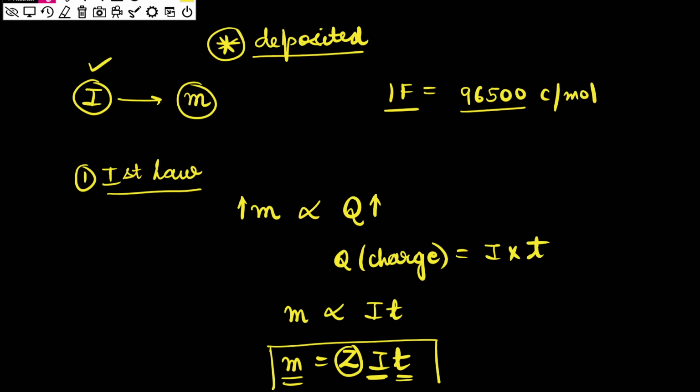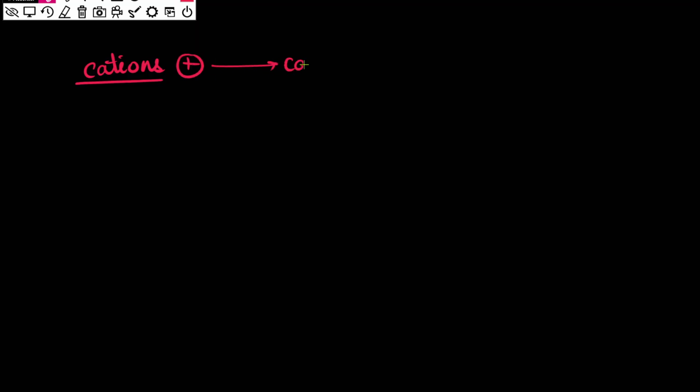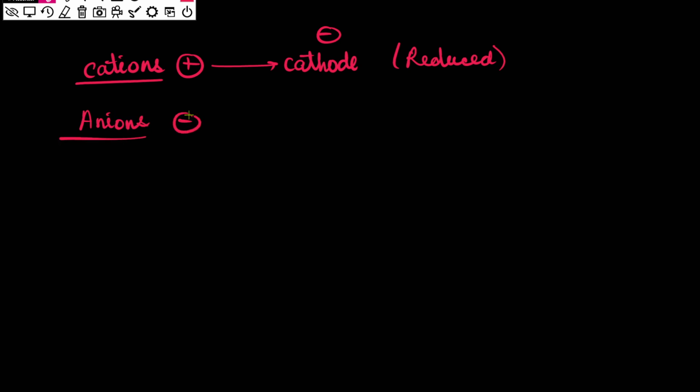Then what conclusions can we draw from here? Some important conclusions from what Faraday was saying: cations, which are positive in nature, will move towards the cathode. The cathode is a negative electrode, and there they will be reduced. Anions are negative in nature, and they will move to the anode. The anode is positive, and there they will be oxidized.